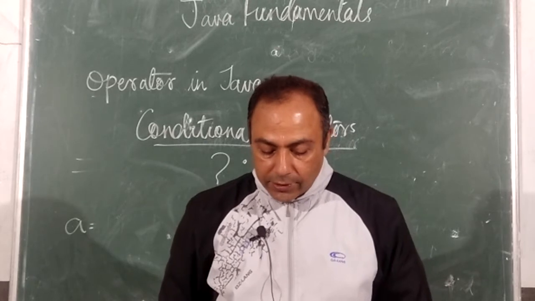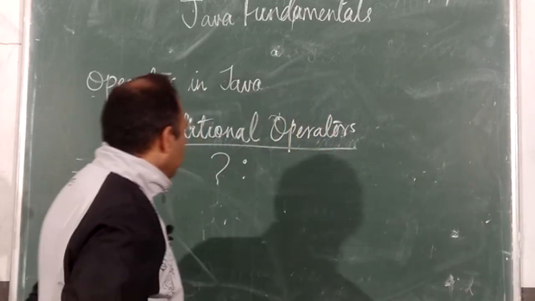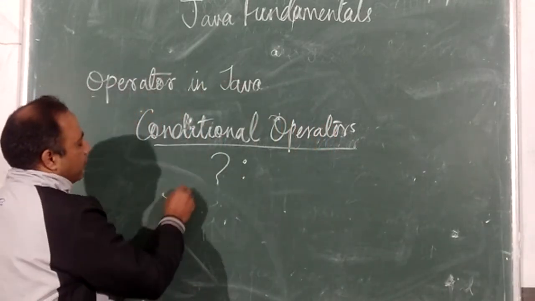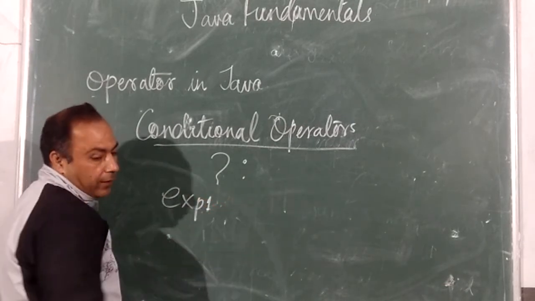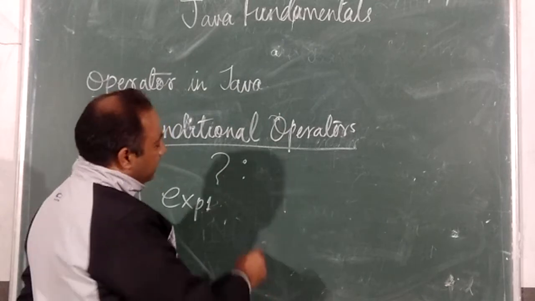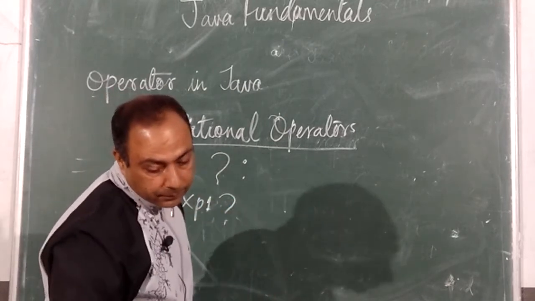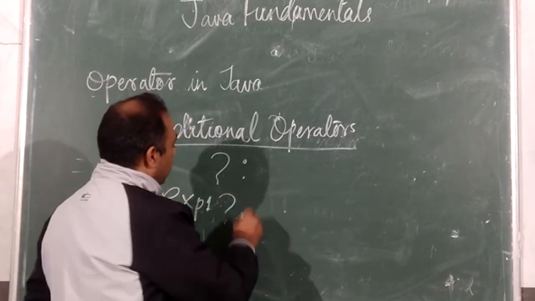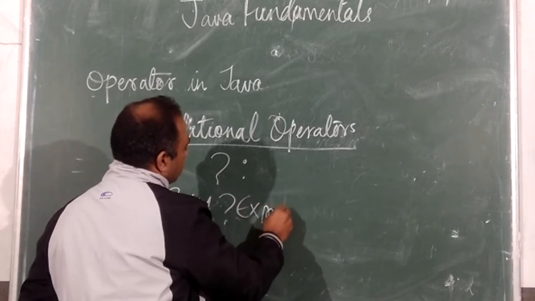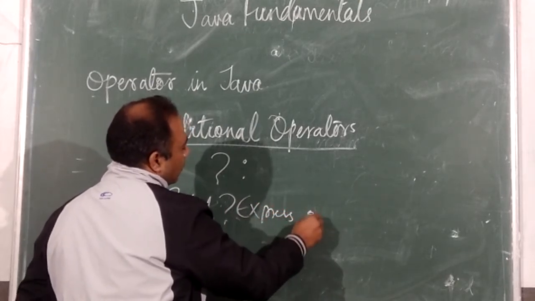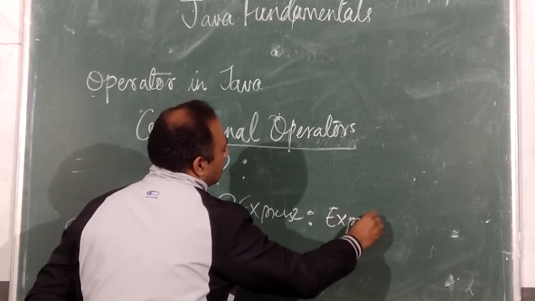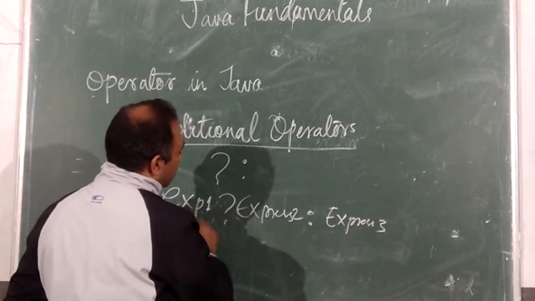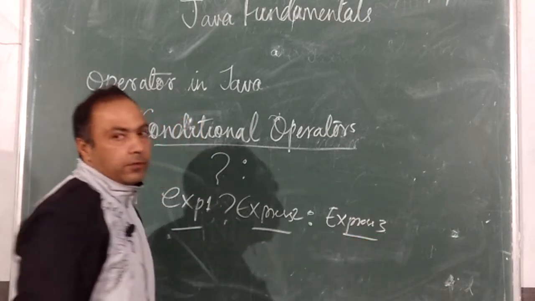The general form of the conditional operator is as follows. We write expression 1, then give a question mark, then expression 2, then a colon, then expression 3. So three operands are used. This is the format.